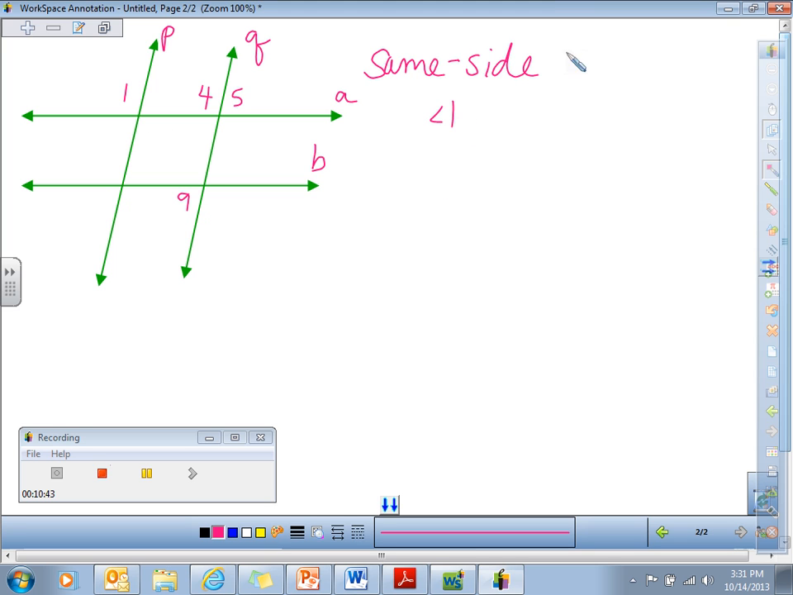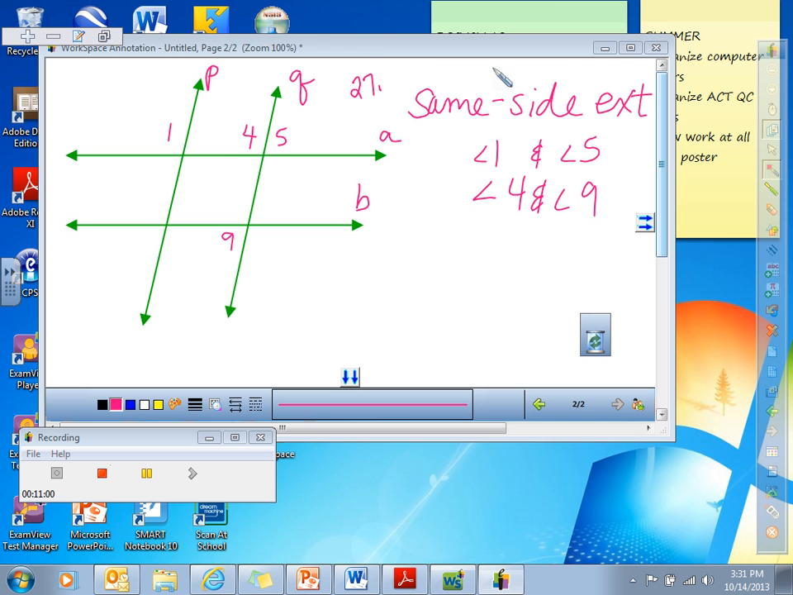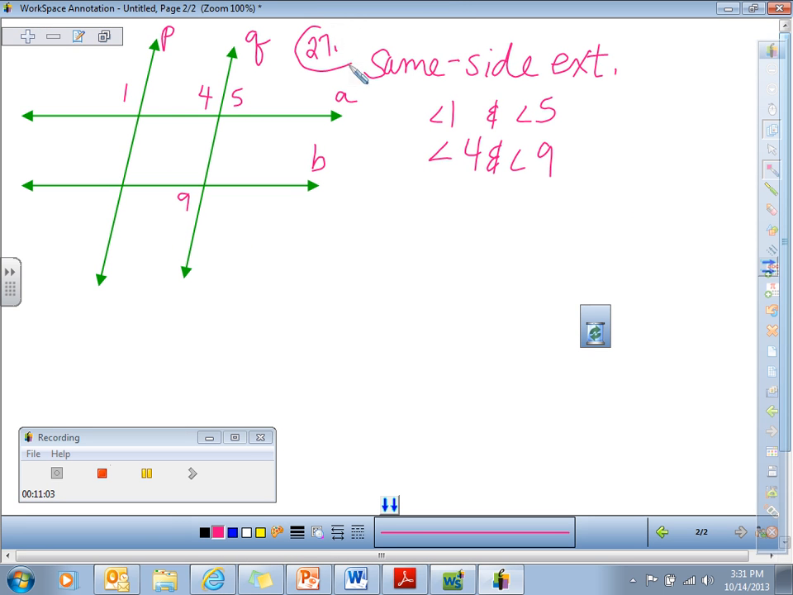So angle 1, same side exterior. Don't worry much about this. It won't be on your exam because we didn't talk about it in class. But I mean, it's still the same stuff. Angle 1 and angle 5 go together, and then angle 4 and angle 9, and this was number 27. So that will be another difference. But it's still a good reminder of what same side means, what exterior means. Okay, any other questions on that page?